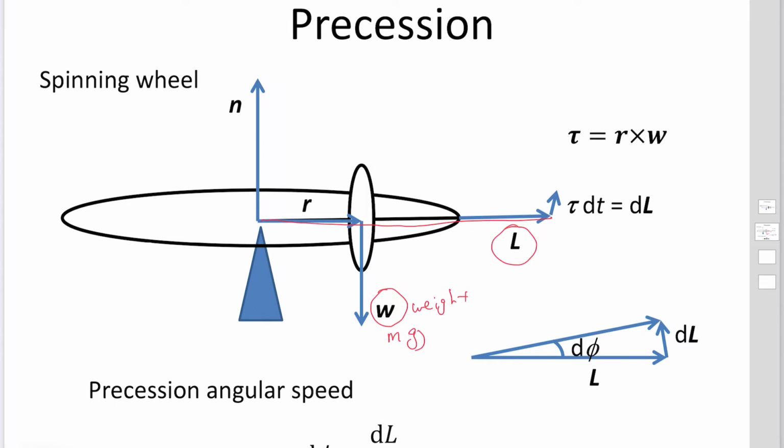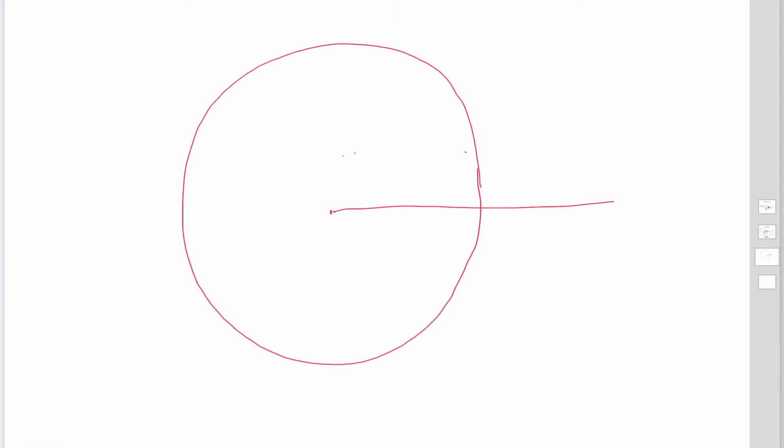The spinning axis is directed in this direction. If you look from the top, the angular momentum has this direction. Then gravity is acting on this gyroscope, directed downward. This is the direction of the gravity, W. Then to find the torque, you have to find the vector quantities. Torque can be calculated as R cross W, and this is the direction of the torque.